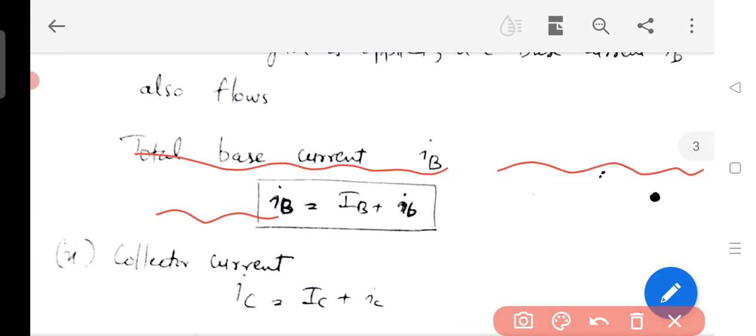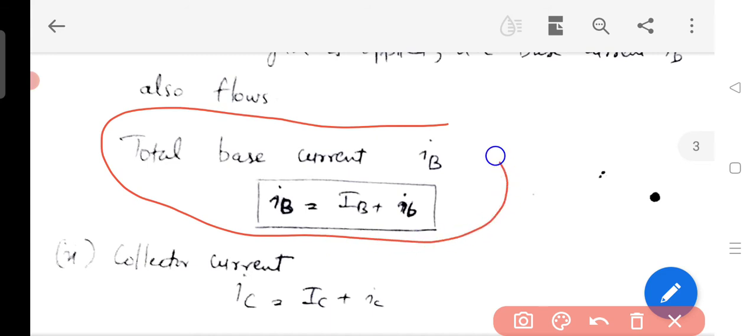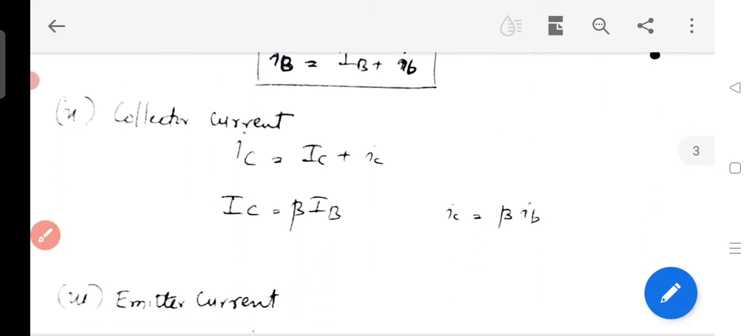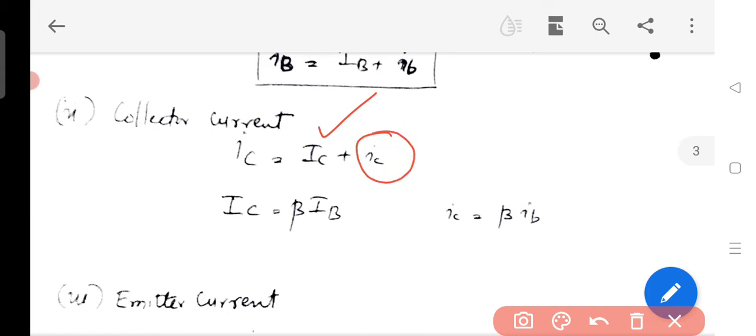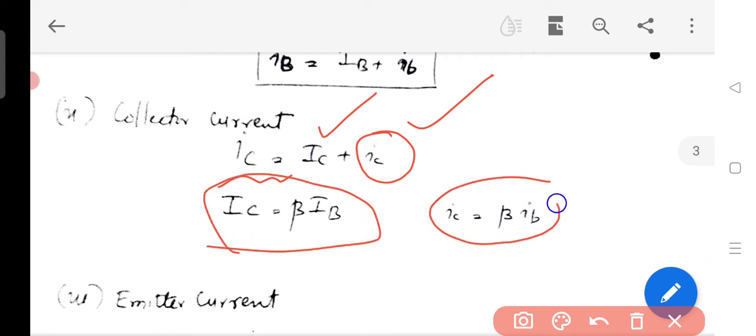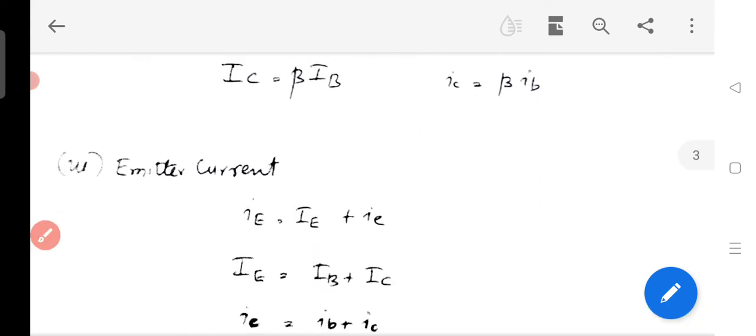The total base current, capital IB, is given by IB plus small ib. So this is the total base current. The total collector current: when no signal is applied, this will be flowing, and when a signal is applied, this current also will be flowing. The total collector current will be given by this. And this equation holds: IC equal to beta IB. Similarly, small ic equal to beta small ib.